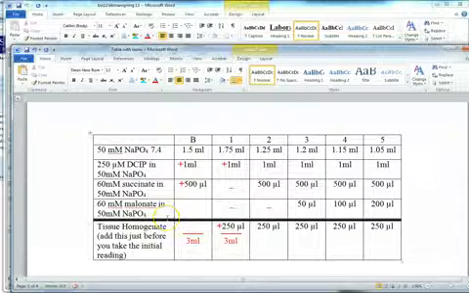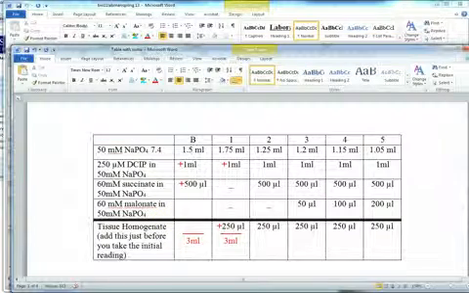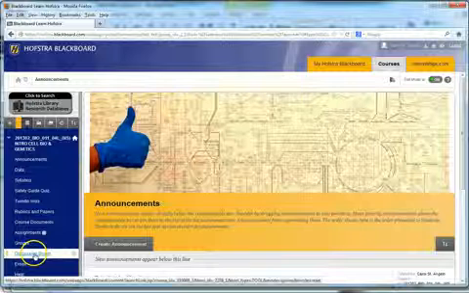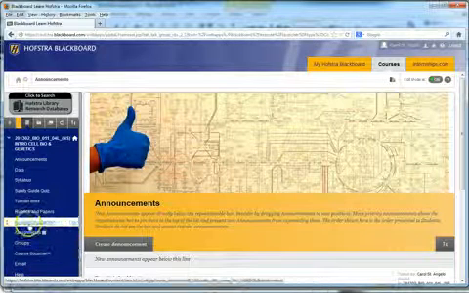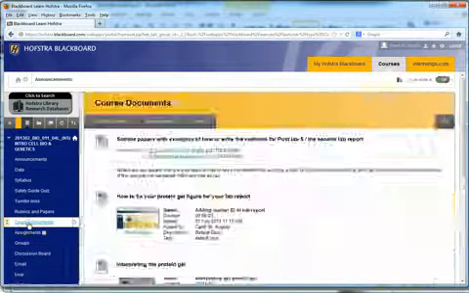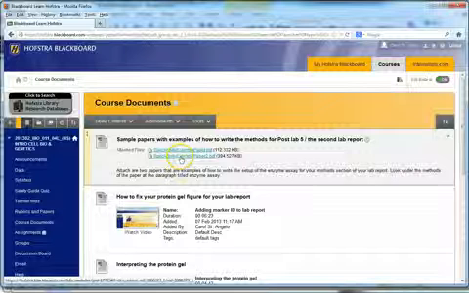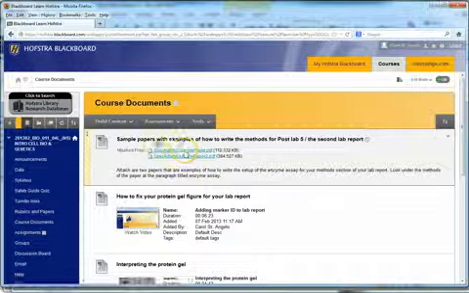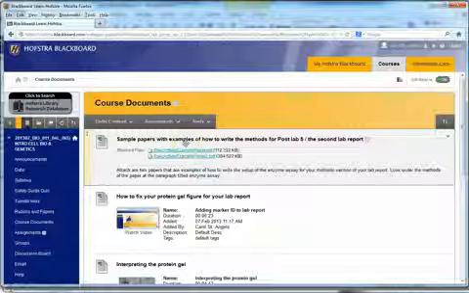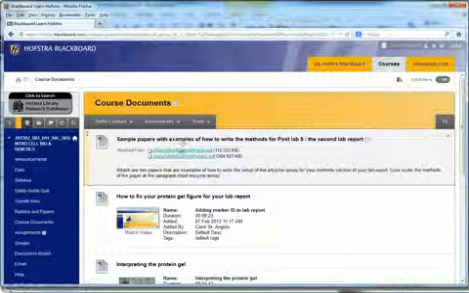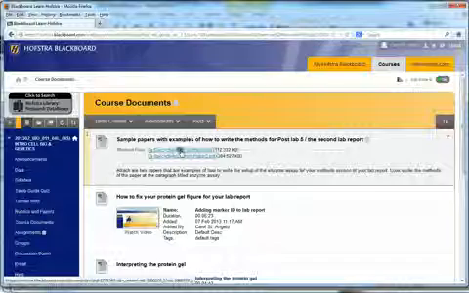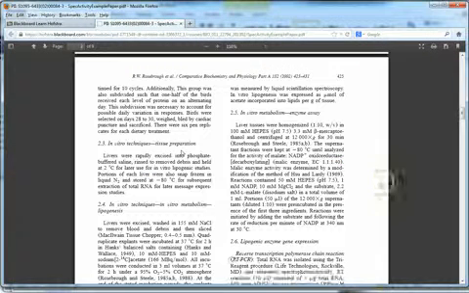Okay. Now, we have some over in Blackboard. Here in Blackboard, on course documents, it's up at the top, or you might have to scroll down a little bit depending on what section you're in. We've got some examples of papers that are good examples of how methods are written for reactions like this. Let me click on this, and yes, this one is perfect.